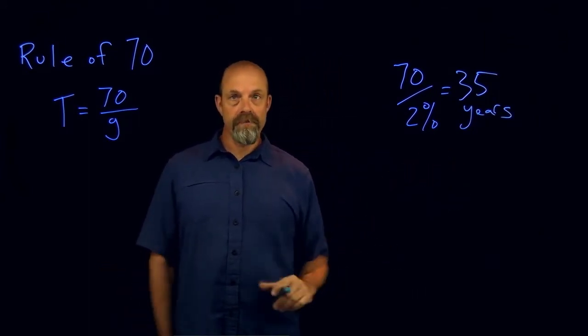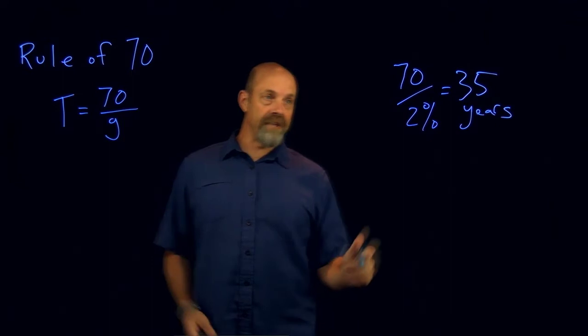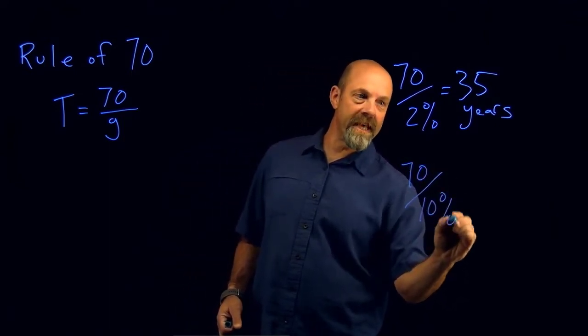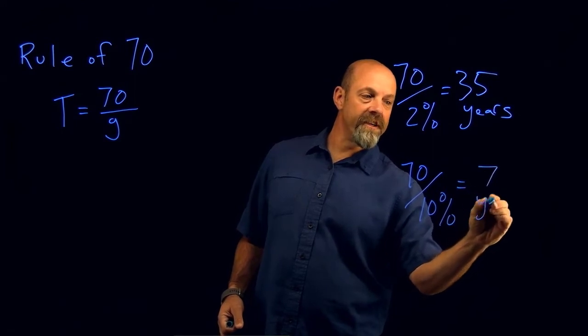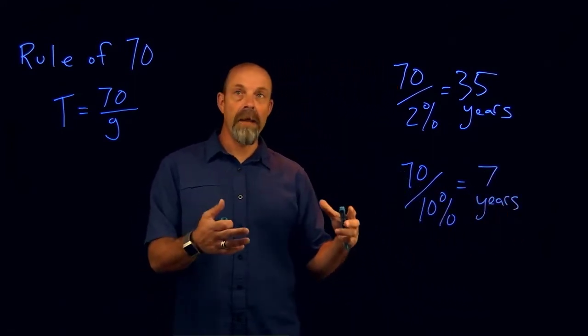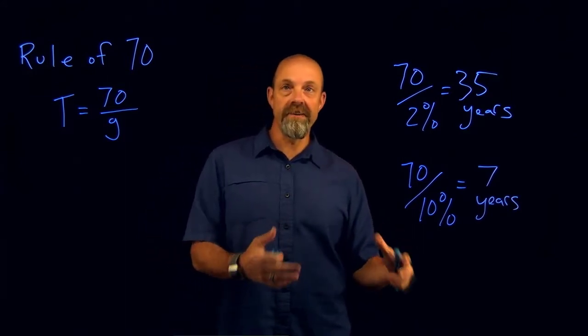So for example, let's take another example that a country has a growth rate of 10%. 70 divided by 10% equals 7 years. That means an economy will double the size of its economy every 7 years into the future.